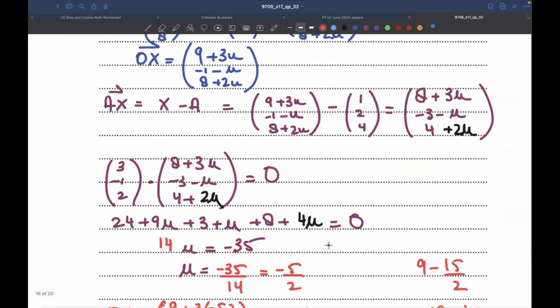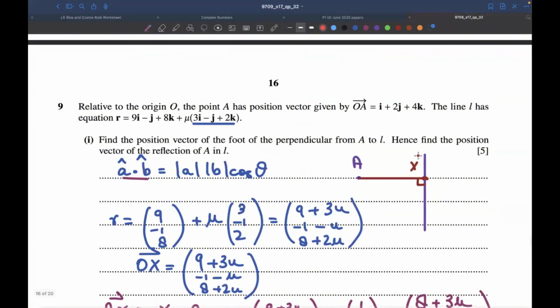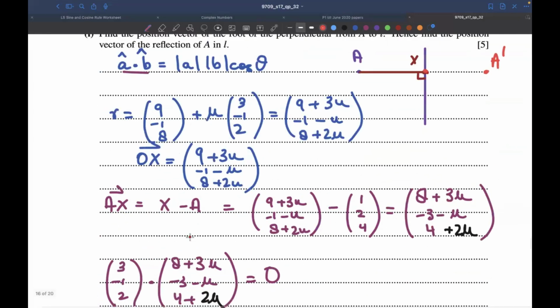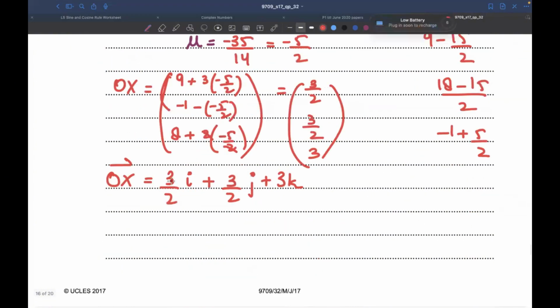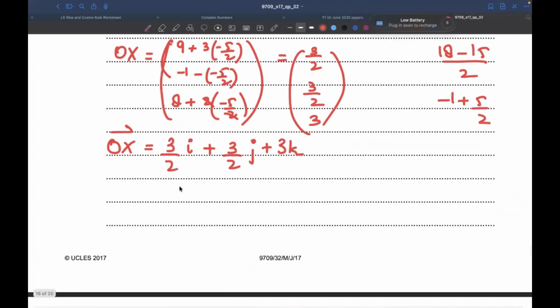Now in the next part, it says you also have to find the position vector of the reflection of A in the line L. So the reflection of A will be exactly over here. We can write it as A dash. Now what we know is that X will be the midpoint of A and A dash. And we already have the coordinates of X. So the midpoint coordinates are 3 upon 2, the X coordinate, the Y coordinate is also 3 upon 2, and the Z coordinate is 3.